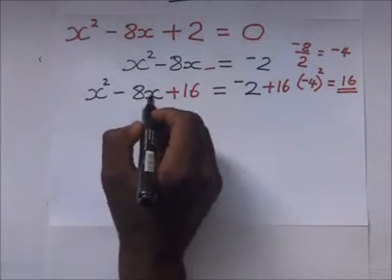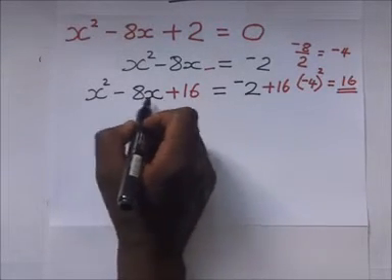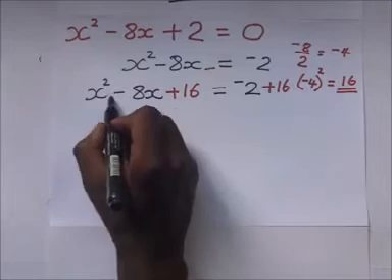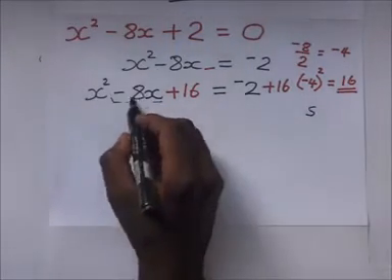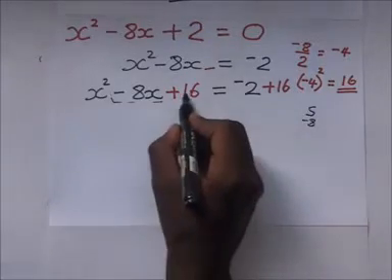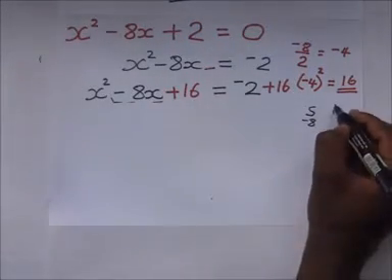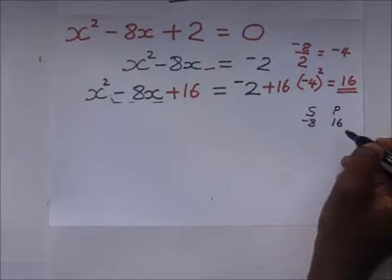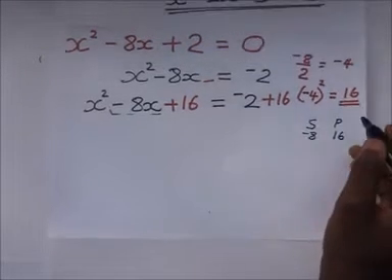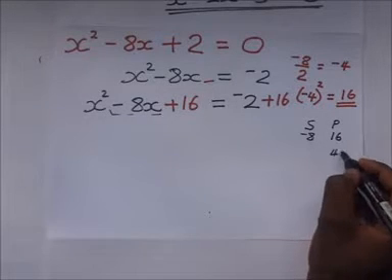Factorizing this equation means that you're supposed to get two numbers to split this middle term into two. The two numbers should give us a sum of negative 8, and when we multiply those two numbers, they're supposed to give us a product of 16. And in identifying those two numbers, you realize that those two numbers are 4 and 4.